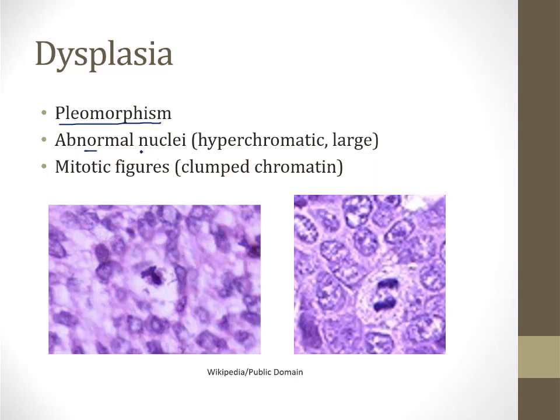A second change is abnormal nuclei. The nuclei can become very dark, that's hyperchromatic, and they can also enlarge when cells are undergoing dysplasia. And then finally, tissue beds that have dysplasia occurring will demonstrate lots of mitotic figures, which are clumps of chromatin. These are evidence that mitosis is occurring. If you look at the bottom left side of the screen, you can see a dark nucleus that is clumped. That is evidence of a mitotic figure. On the right side of the screen, you can see chromatin that is separating in metaphase. That is also evidence of a mitotic figure. Under normal circumstances, you may see rare mitotic figures, but when you see lots of mitotic figures, that indicates lots of cellular division, and that is evidence of dysplasia.